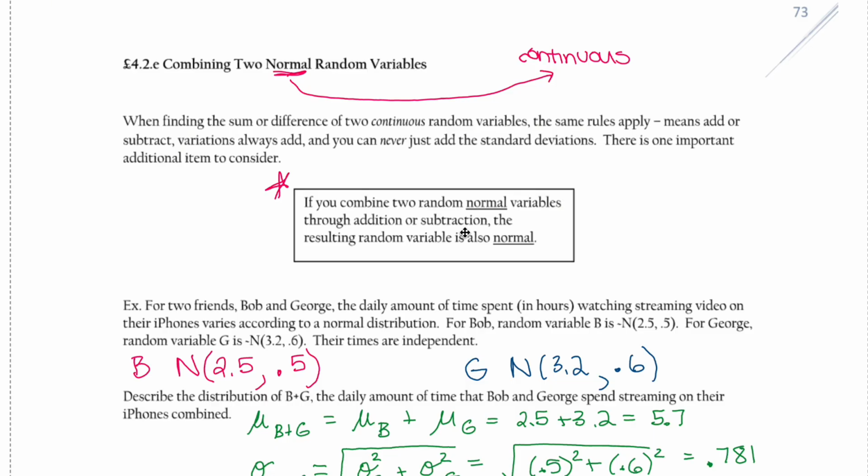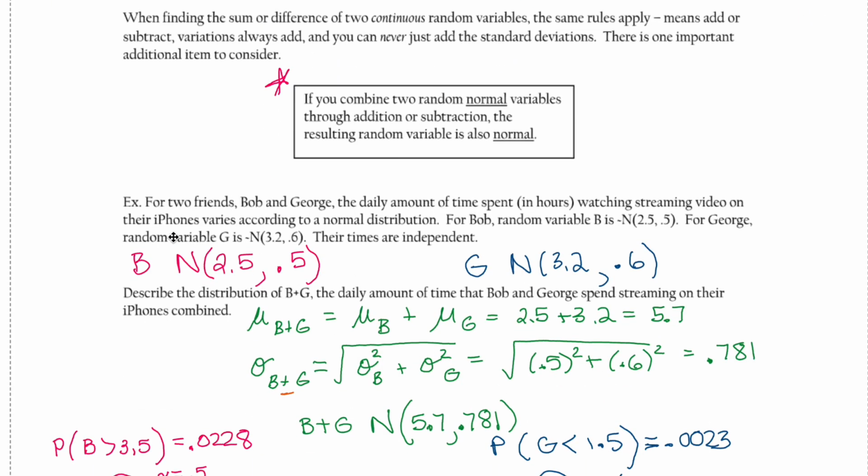If you combine two random normal variables through addition or subtraction, the resulting random variable is also normal. So it kind of makes sense because even though you're adding or subtracting, you're applying the math rules to the variables, you're not changing its original characteristic. So if it's already normal, it won't be unnormal, it will stay normal. So let's take a look at this example.